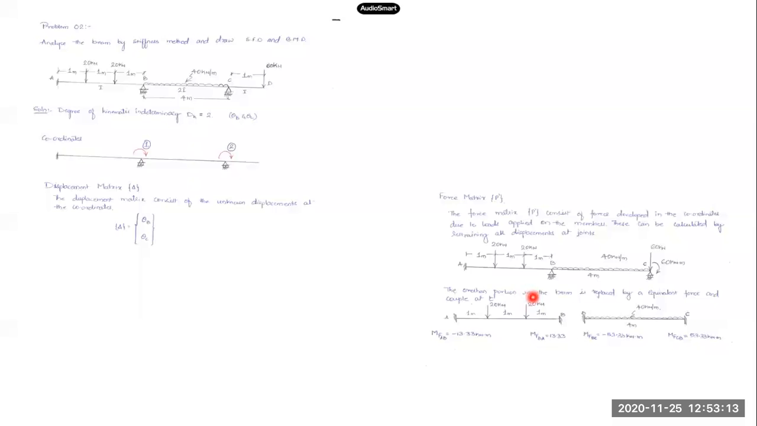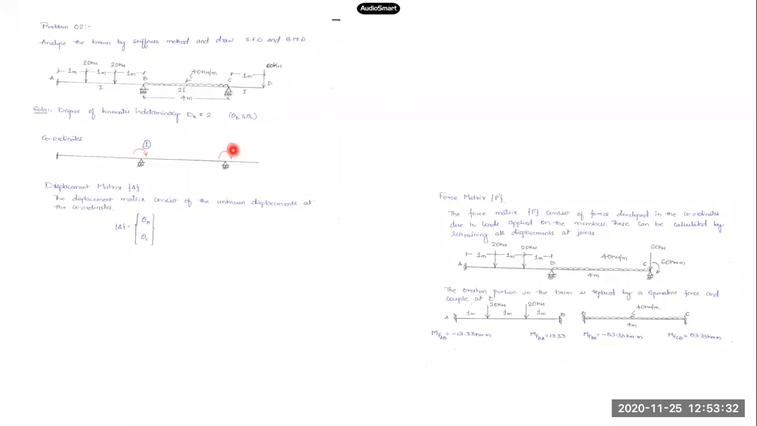So coordinate 1, is there any force directly applied in the coordinate here? There is no such force which is coming directly in the coordinate. I'm talking about the force which is directly applied in the coordinate here. So no, in the first coordinate there is no force which is directly applied. So P1 is 0.